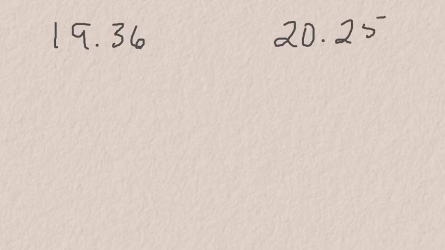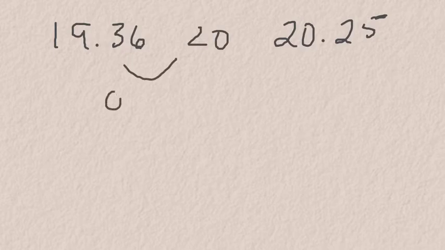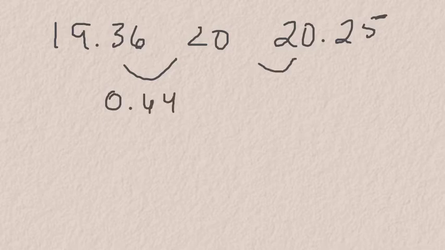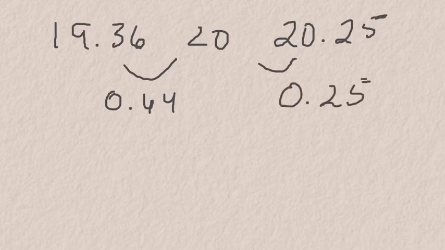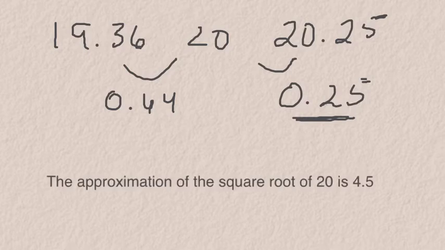Okay, so the two numbers that we're going to look at are 19.36 and 20.25. And what I want to know is, what's the difference between these numbers and 20? Well, if we look at the difference between 20 and 19.36, we get 0.64. And if we look at the difference between 20 and 20.25, it's 0.25. So which one is actually closer to 20? Well, it's going to be this number right here. So I would say the approximation of the square root of 20 is 4.5.